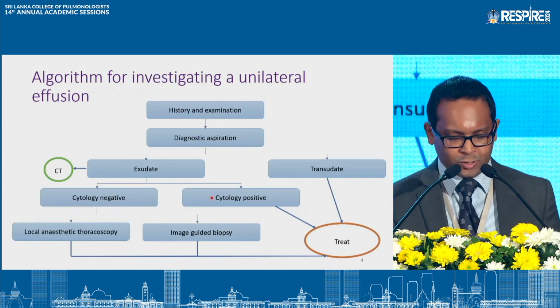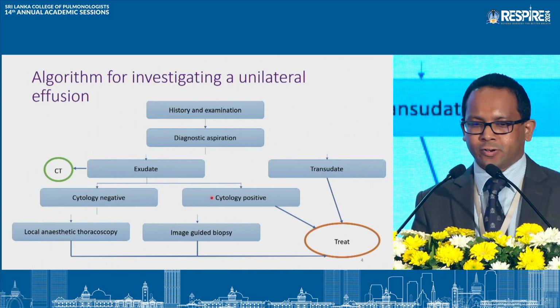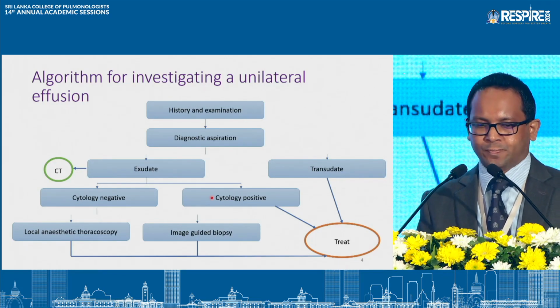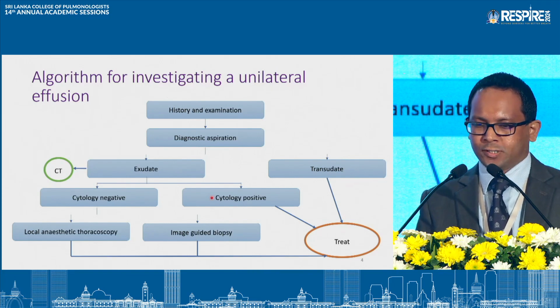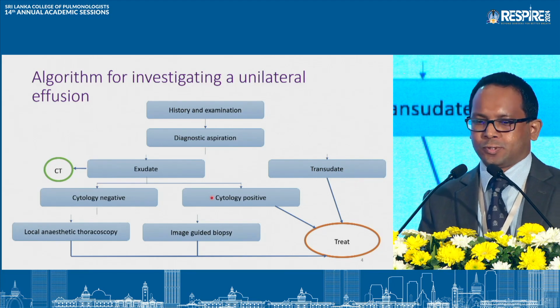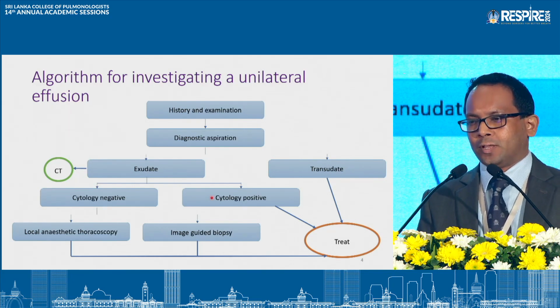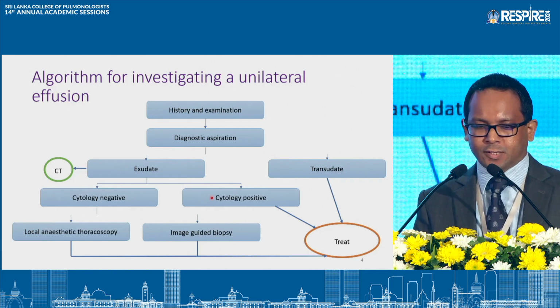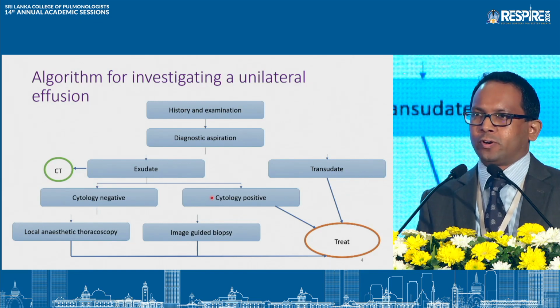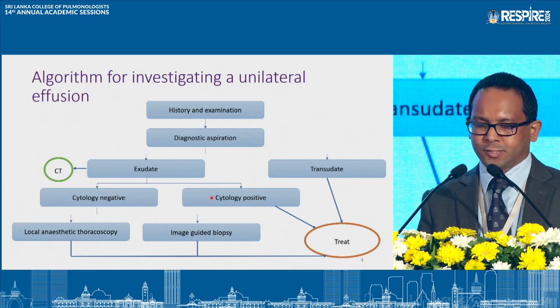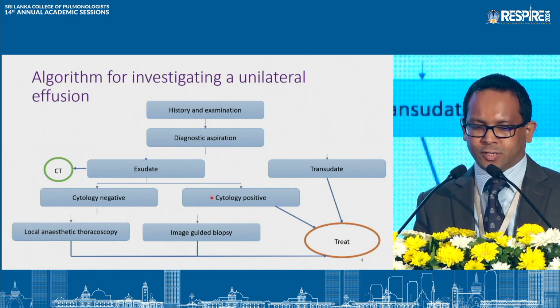So here we'll quickly have a look at a modified algorithm. It's a simplified algorithm for investigating a unilateral pleural effusion. When a patient presents, the history, examination, chest X-ray, and baseline investigations are very important, especially to point towards a possible etiology. And it's based on that will be guided along the pathway to further investigation. The next step is usually an ultrasound-guided diagnostic aspiration and to send off the pleural fluid to have a look at the pleural fluid biomarkers. Here, using Light's criteria, which we'll have a brief look at later on, we can categorize into exudates and transudates.